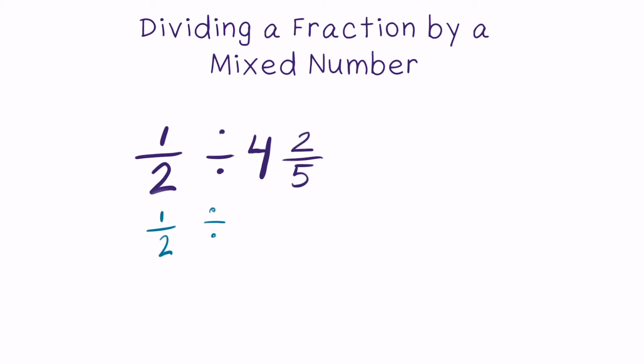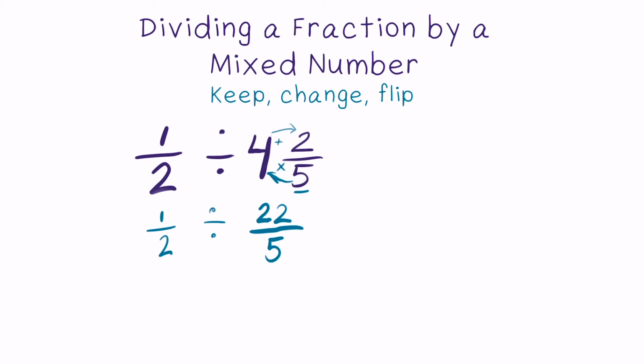To convert this into a fraction greater than 1, or an improper fraction, we should take our denominator of 5, multiply it by the whole number. 5 times 4 equals 20, and then add the numerator. 20 plus 2 equals 22. That gives us our new numerator, and we're going to keep the denominator of 5. Now we're working with 1/2 divided by 22/5.